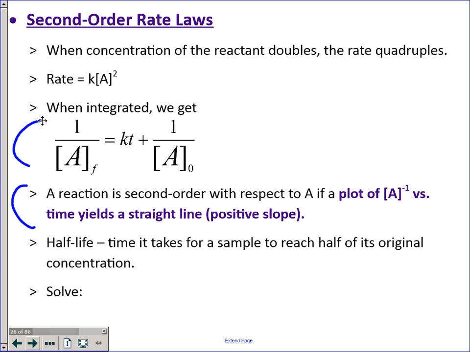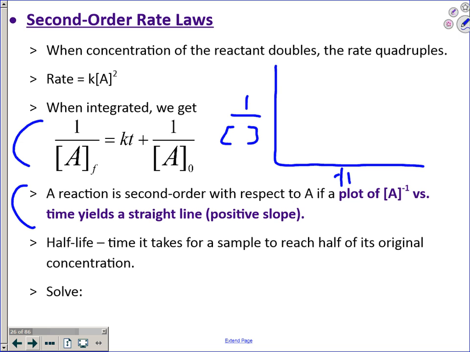So second order is 1 over the concentration. Notice there's no natural log involved. So 1 over the concentration final equals kt plus 1 over the concentration initial. What does this graph look like? What are the axes? The y-axis is 1 over concentration versus time, and what does the graph itself look like?